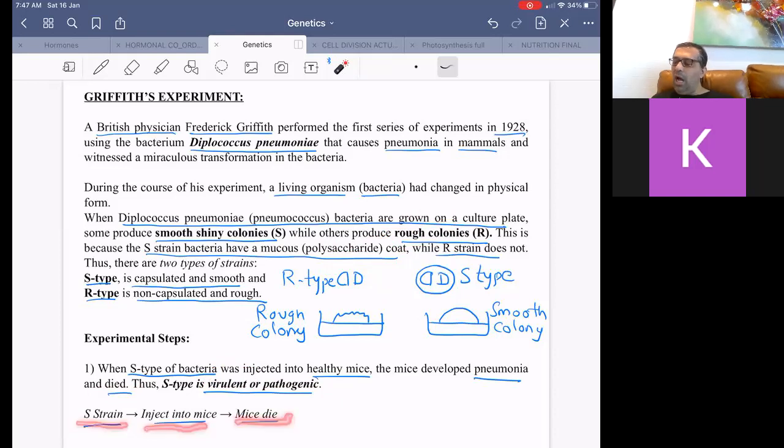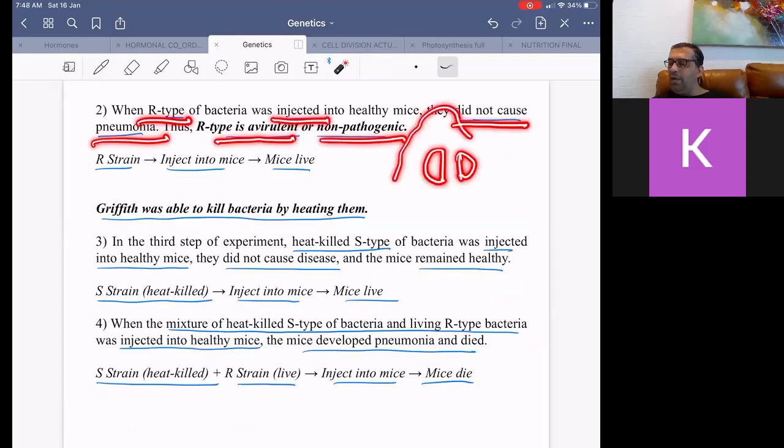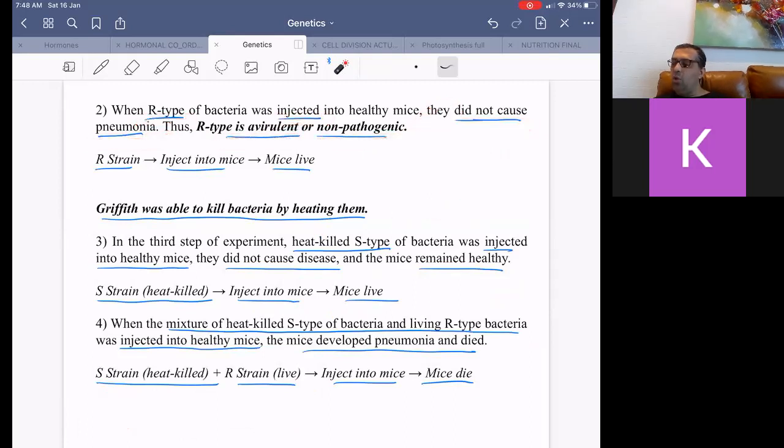Then he took the R type bacteria and injected it into mice. They did not develop pneumonia, hence R type is avirulent or non-pathogenic. R type does not have a capsule, so when it is given in the body, WBCs will come and phagocytose it. So R type will die. So it will not cause pneumonia because the WBCs have phagocytosed it. So it is non-pathogenic, which is called avirulent. So when R type is injected into mice, the mice remain alive.